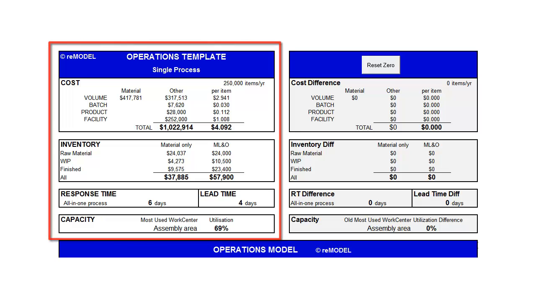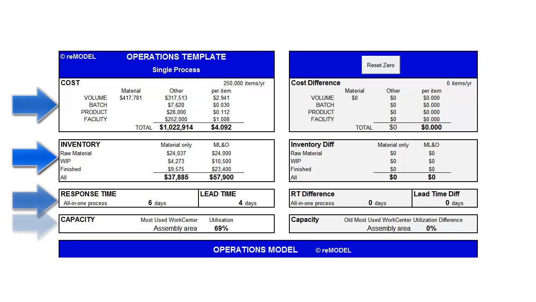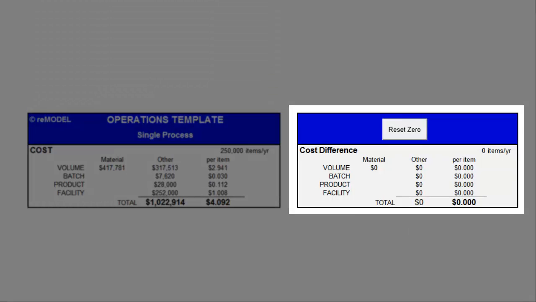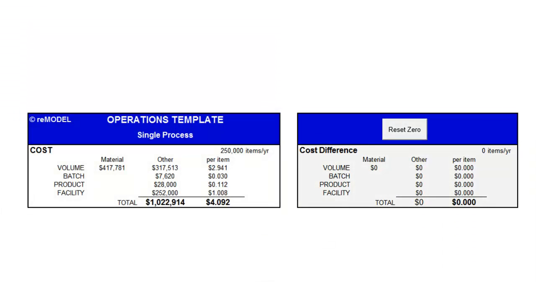On the left are summaries of cost, inventory, time, and capacity. We're going to look just at cost first, so let's push the others out of the way. On the right are differences. When we change anything, the differences will be shown here. When you think about improvement projects, you can imagine this as the value of those projects.